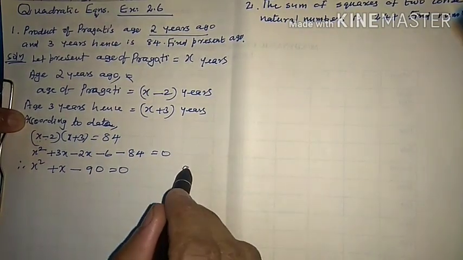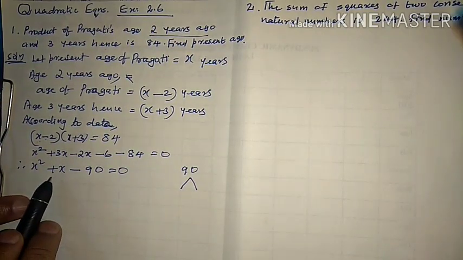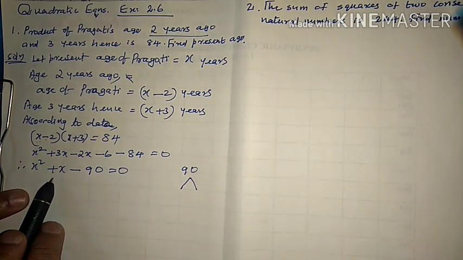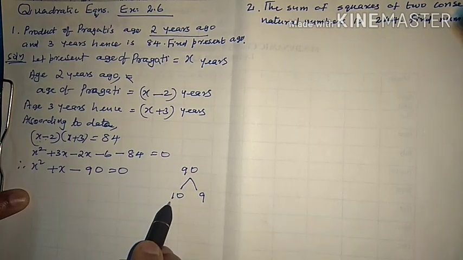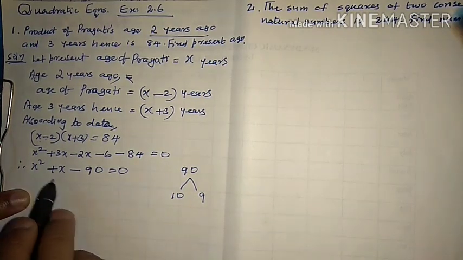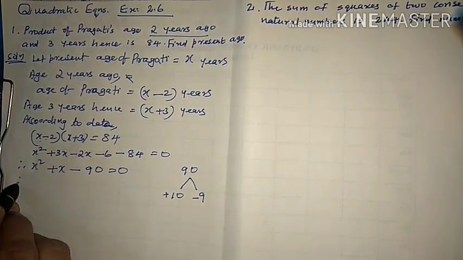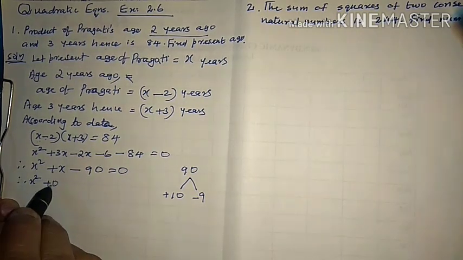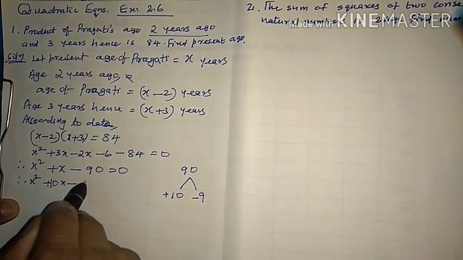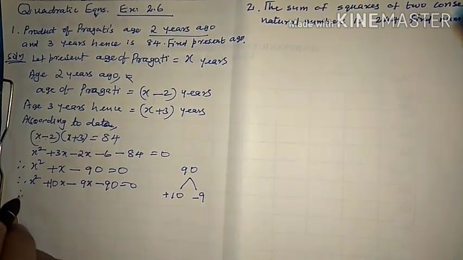Now we have to factorize it. This 90 we have to factorize into two numbers whose product is 90 and difference is 1. We take 10 and 9. 10 nines are 90, and 10 minus 9 is plus 1. Plus 1 means plus 10 minus 9. So we factorize the middle term: x square plus 10x minus 9x minus 90 equal to 0.